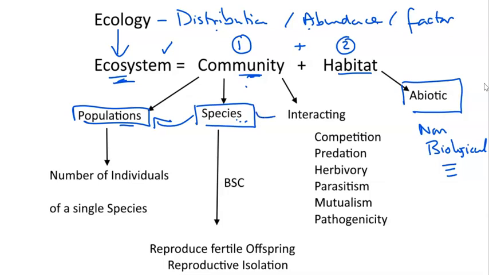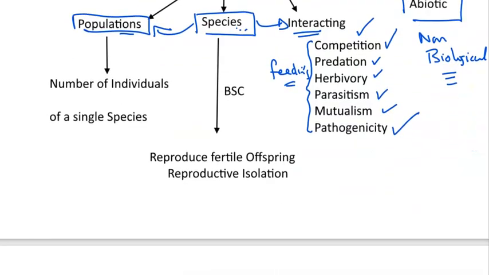And then what we discover is that the species will be interacting, and this interaction is largely characterized by these factors here. And notice that almost all of them have got some aspect of feeding built into them. So competition between and within species, predation, herbivory, parasitism, mutualism, and pathogenicity. And these have a big impact on the populations of the different species interacting with each other. We're going to begin by taking a look at competition.